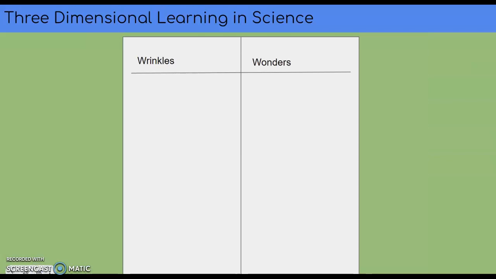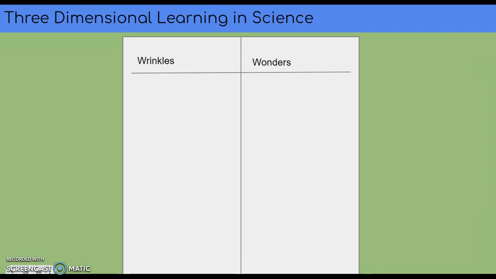I'd like you to take a second right now to create a page that looks like this in your science notebook. On one side, you're going to write wrinkles. On the other side, you're going to write wonders. With my students, this is how they know whenever we are engaging with a speaker or going to be watching a video to help us understand something. We create a T-chart such as this, wrinkles and wonders.